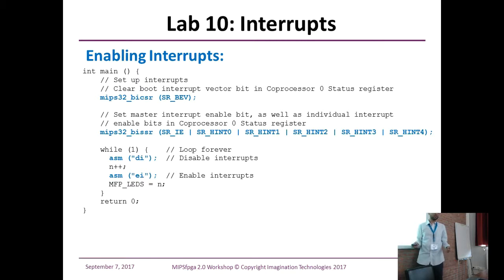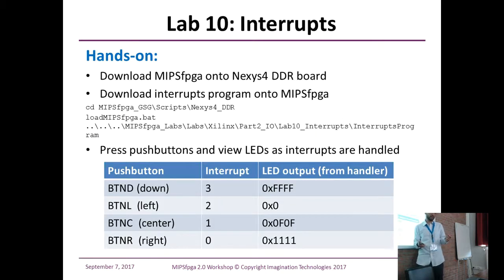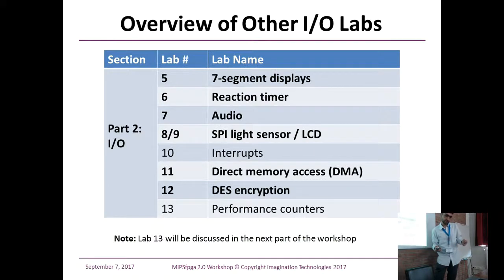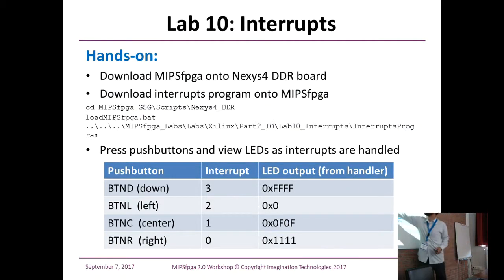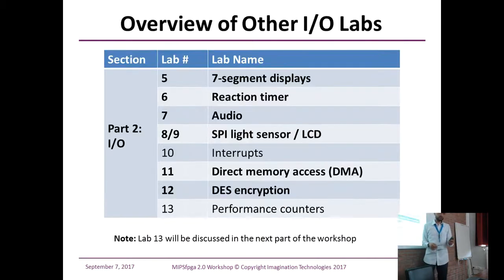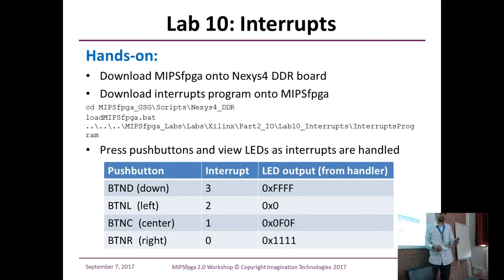Okay, so we can go with the hands-on. It's located here, in MIPSfpga labs, part 2. You open the workshop folder. This path is for the one you download. In part 2 IO, there's lab 10 interrupts and the interrupt program. You can use the same load MIPSfpga bat, just change the path to the interrupts program, and you're free to open the source code, the main.c file, and then we'll see.